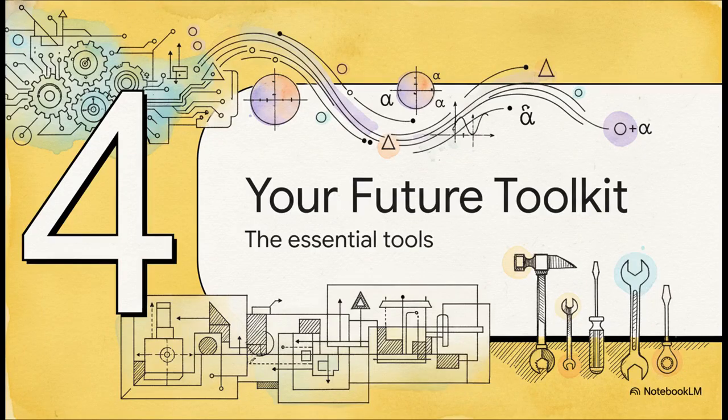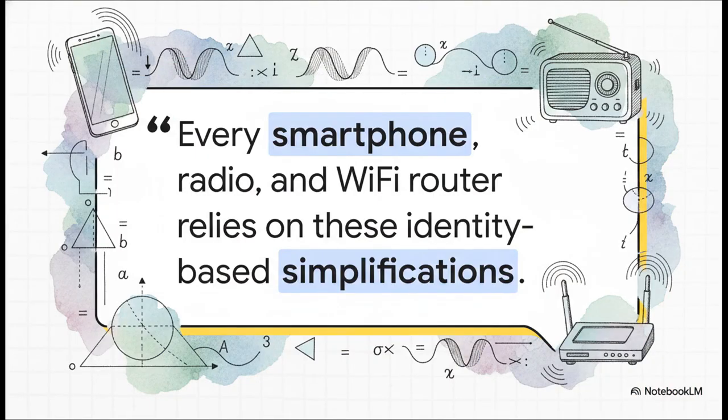So all of this brings us to the real question. Why does any of this matter? And the answer is because identities are not just a bunch of rules to memorize. They are the essential, must-have tools you'll need to simplify and solve much, much more complex problems down the road. And I'm talking about real-world problems. I mean, the smartphone in your hand, your Wi-Fi router, the radio in your car, these things are constantly working with signals.